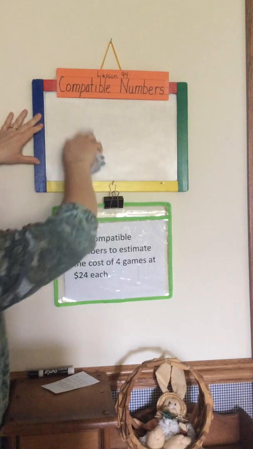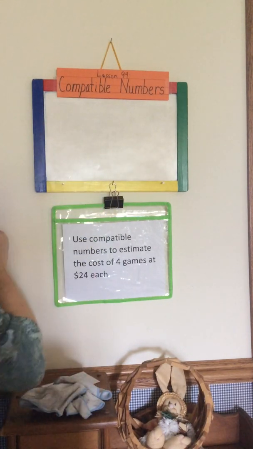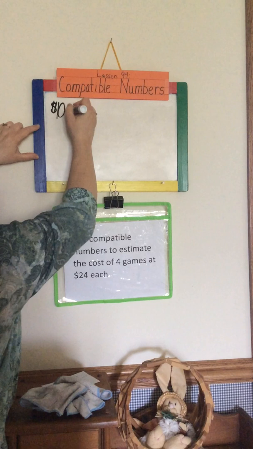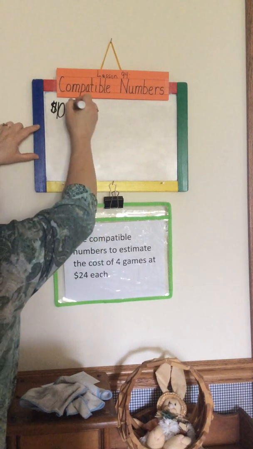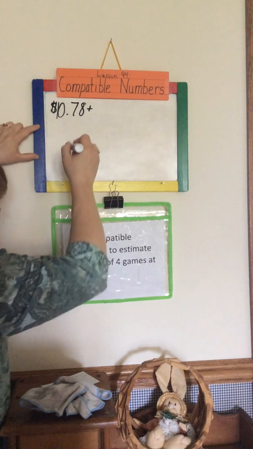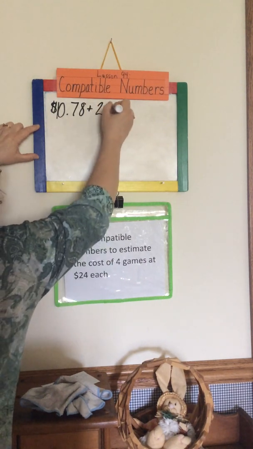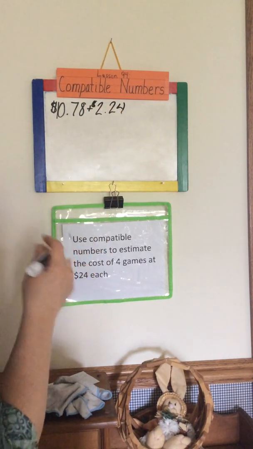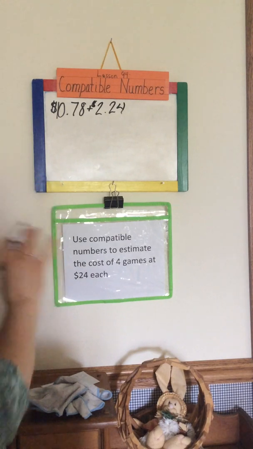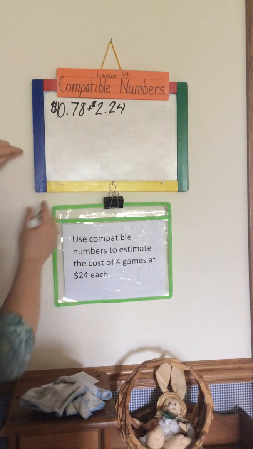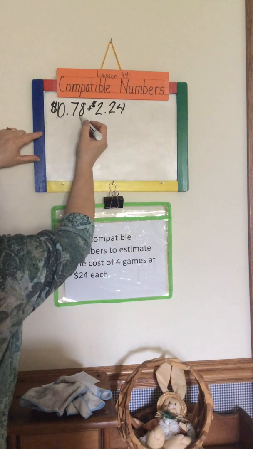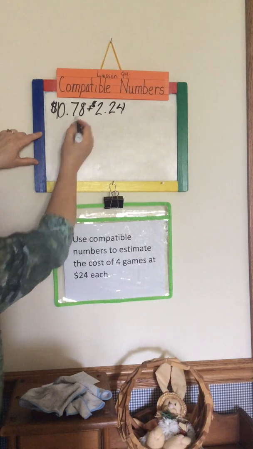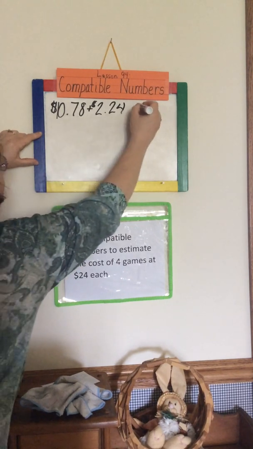Let's go on. This time, we're going to do money. We're going to add money together. Sometimes we see problems this way, where it's like $10.78 plus $2.24. Now remember, when we do money, the easiest way is to stack because we can line up the decimal points. So $10.78. Remember, we're rounding to the nearest quarter in money. 78 would go to 75.